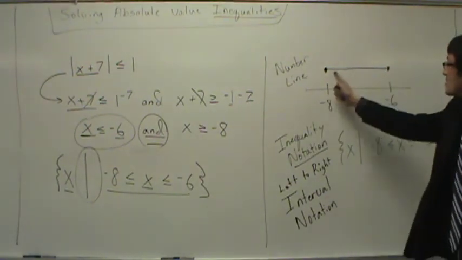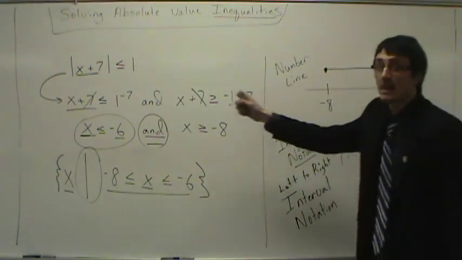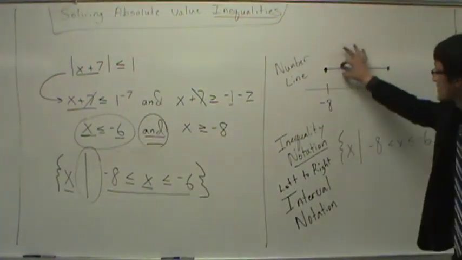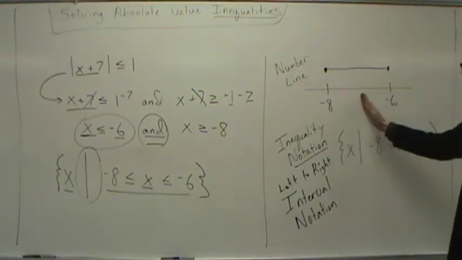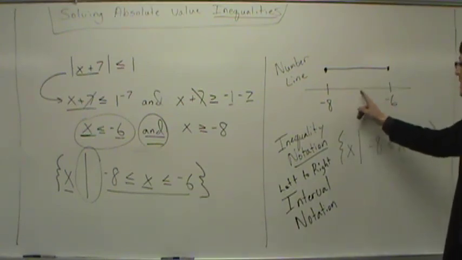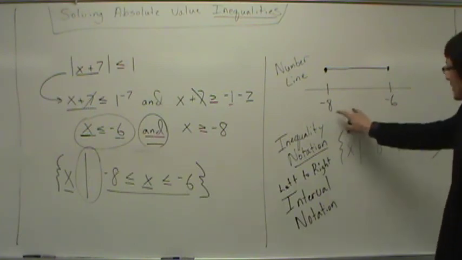Where are we saying what solutions or what numbers make this true? The numbers that are between -8 and -6. That's what this solid line represents. Okay, so pick a number between -8 and -6. All of these numbers work. How about -7? Okay, -7 is between -8 and -6.